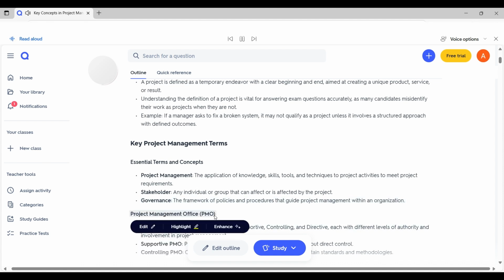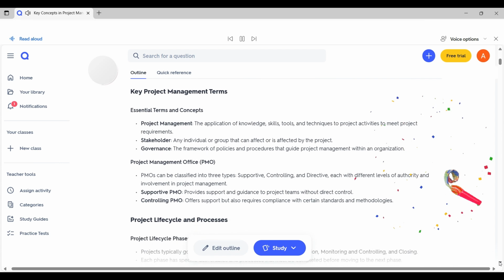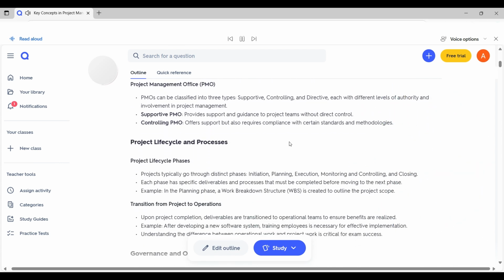Project Management Office, PMO. PMOs can be classified into three types: supportive, controlling, and directive, each with different levels of authority and involvement in project management. Supportive PMO provides support and guidance to project teams without direct control. Controlling PMO offers support but also requires compliance with certain standards and methodologies.